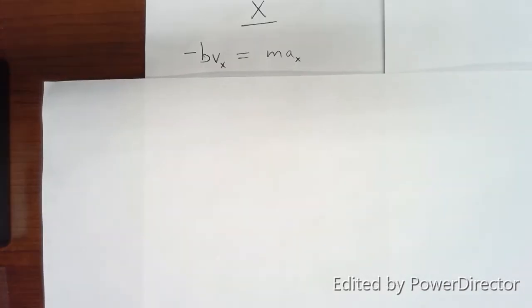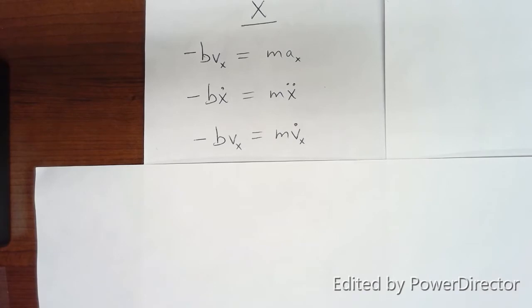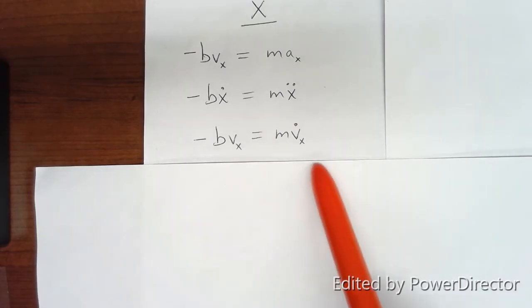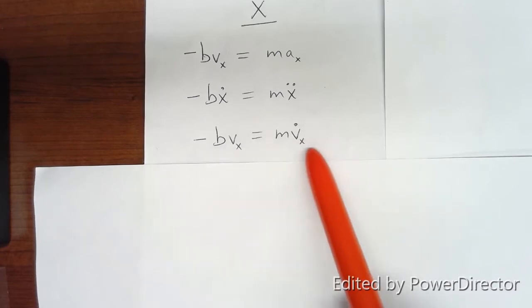So we started out with minus bvx equals max, and we know that this is the equation of motion in the x direction and that we will want to solve it. So first we rewrite it a couple of different ways to see which is the easiest version that we can attack. So we could write it all in terms of x and derivatives of x. So we'd have minus bx dot equals mx double dot. But that involves a double derivative and a single derivative, and there is no actual plain x in this equation. So in fact, it would be better to write this as minus bvx equals m times vx dot. So now we have unknown function vx and its single derivative.